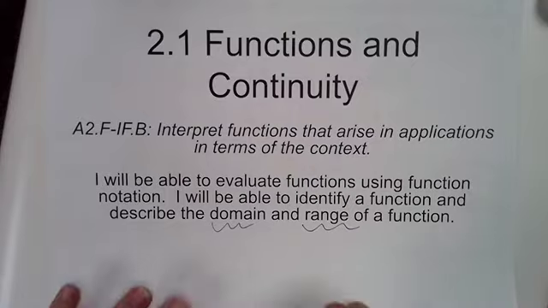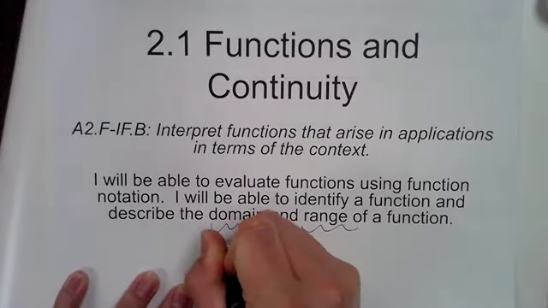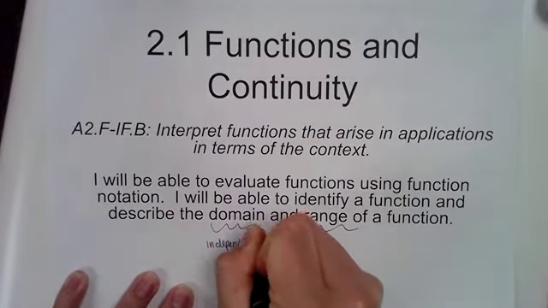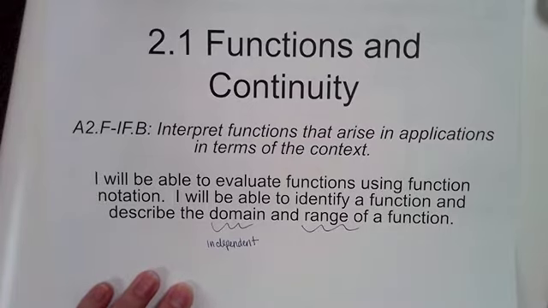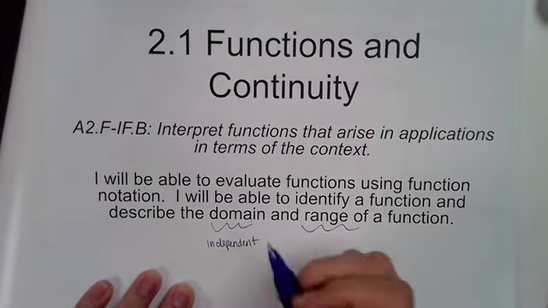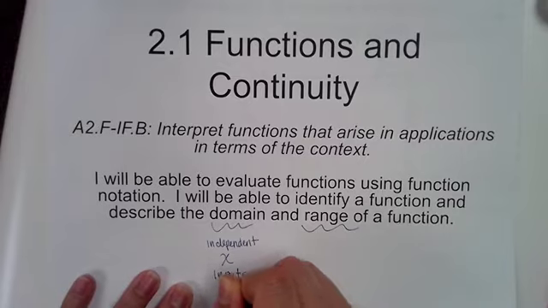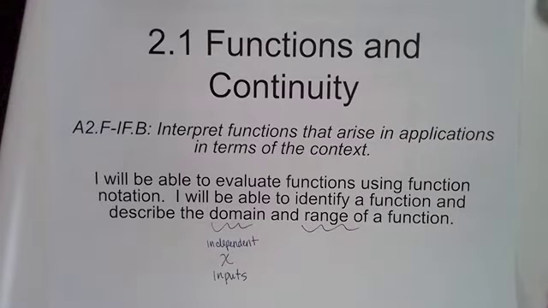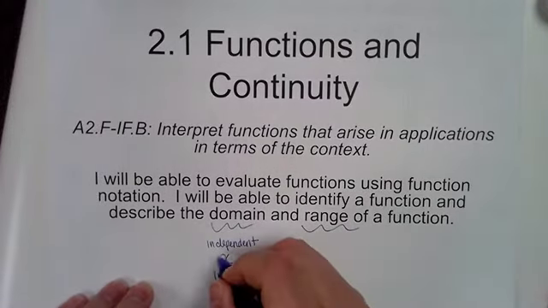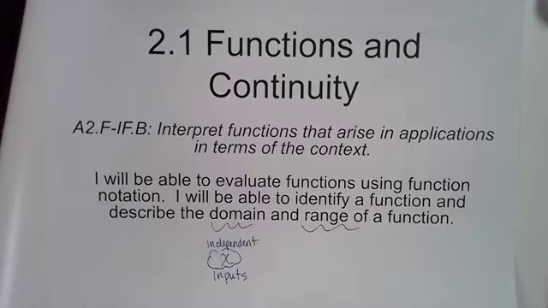Domain is our independent variable, and our independent variable typically is the x variable, or all of your input values. All these things are different words for domain. So domain is, I like to think of graphically, our x values or our x-axis, okay? So if domain is the x values, what's the range?